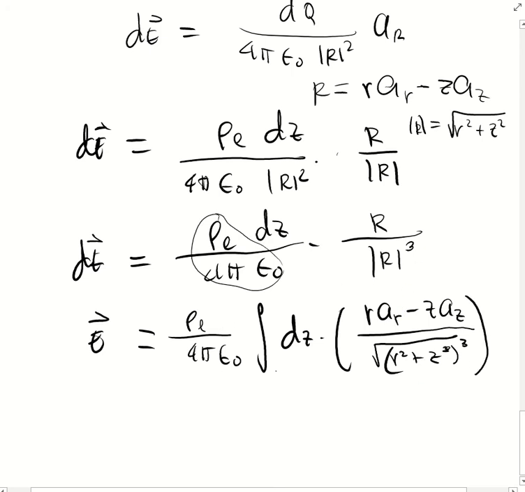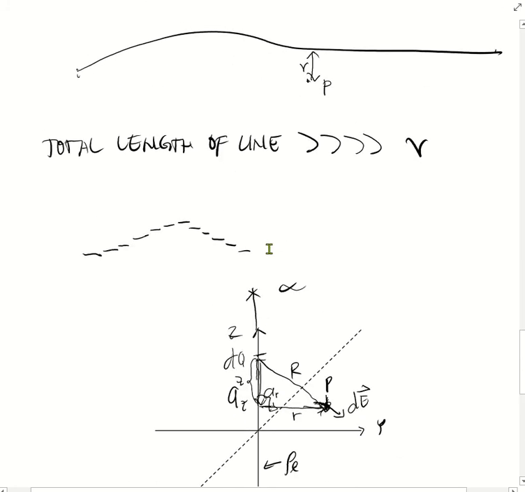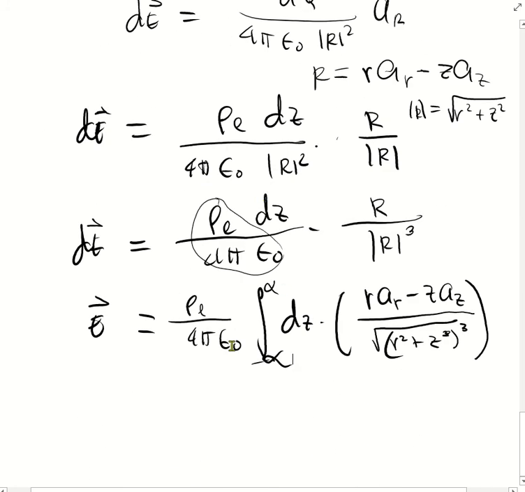The limit will be from positive infinity to negative infinity. Bakit positive infinity to negative infinity? Because we are integrating over an infinite line charge. Infinite line to eh. So, ang magiging limit natin is from negative infinity to positive infinity.